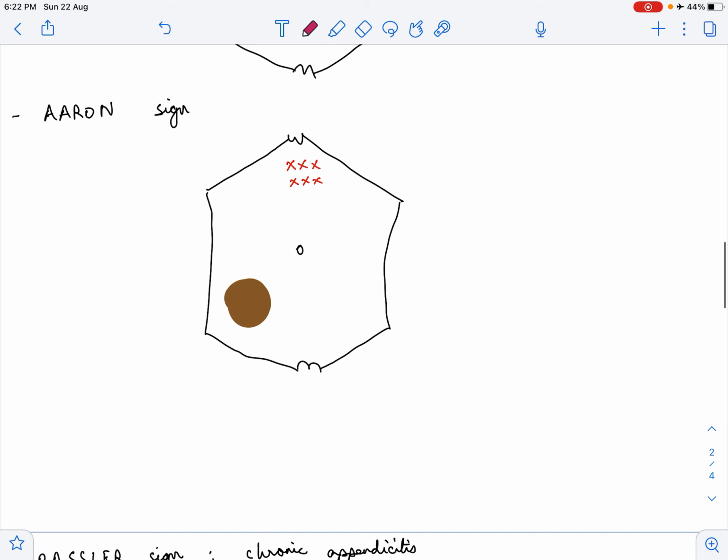Then there is another sign called Aaron sign. In Aaron sign, you palpate in the right lower quadrant, but you get pain in the epigastrium.